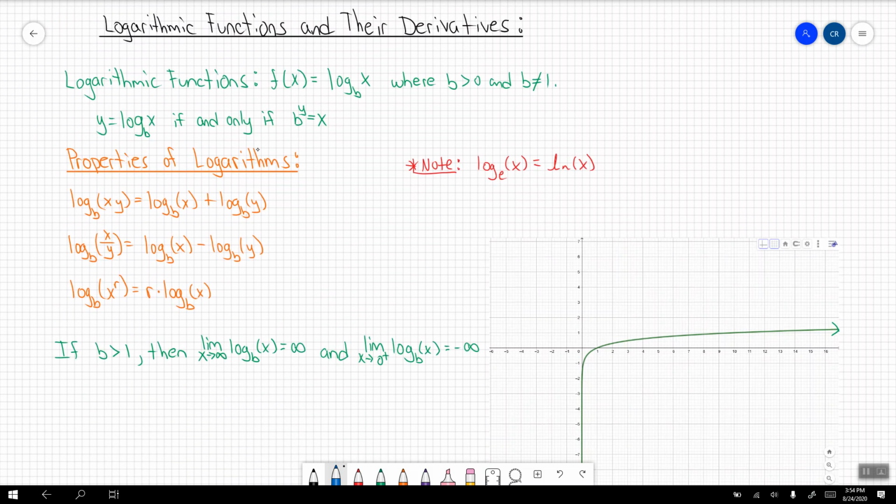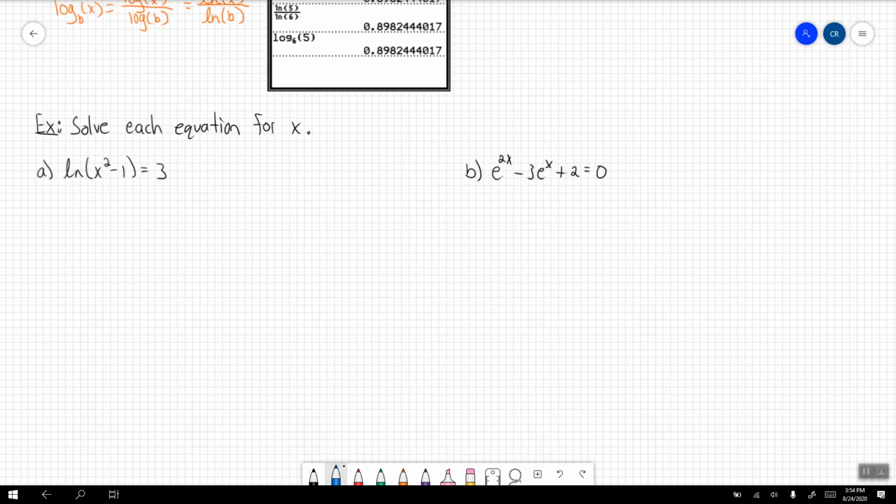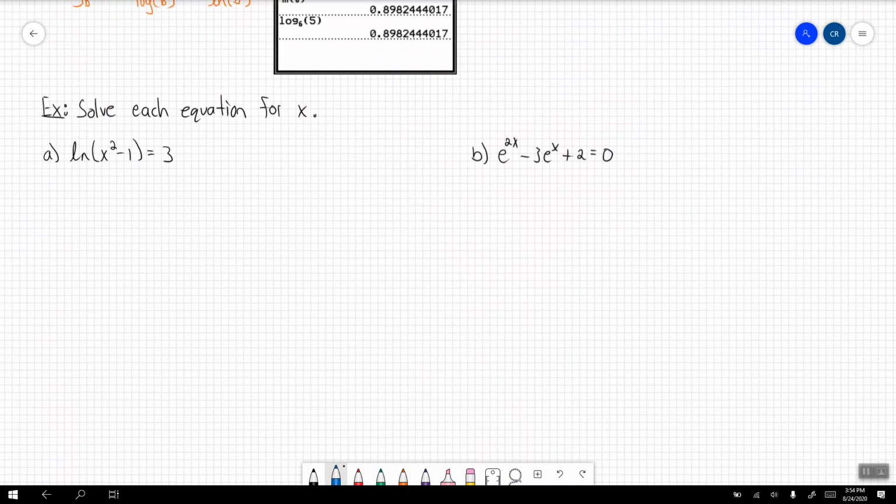beginning. So where we were looking at only logarithm y is equal to logarithm base b of x if and only if b to the power of y is equal to x. That means that when I'm looking at this equation, the base here is e, so what I'm going to do is say that e to the power of 3 is then equal to x squared minus 1. And we could keep going with this process to say that x squared is going to be equal to e to the power of 3 plus 1.